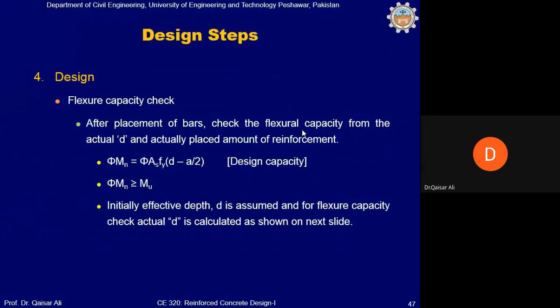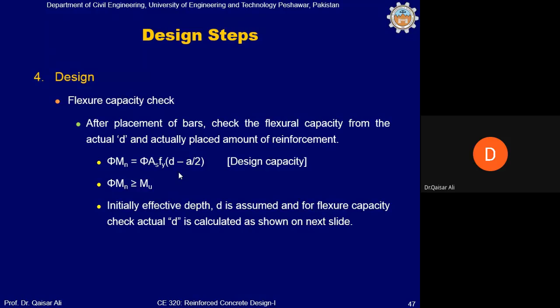Okay, finally, after placement of bars, we will check the flexure capacity from the actual d and the actually placed amount of reinforcement. We know that phi Mn is equal to phi As fy (d minus a by 2). Phi Mn must be greater than or equal to Mu, where Mu is the factored applied moment.